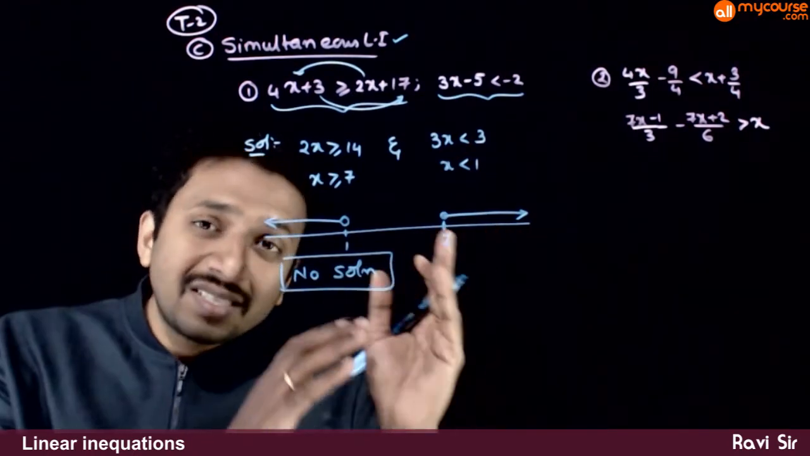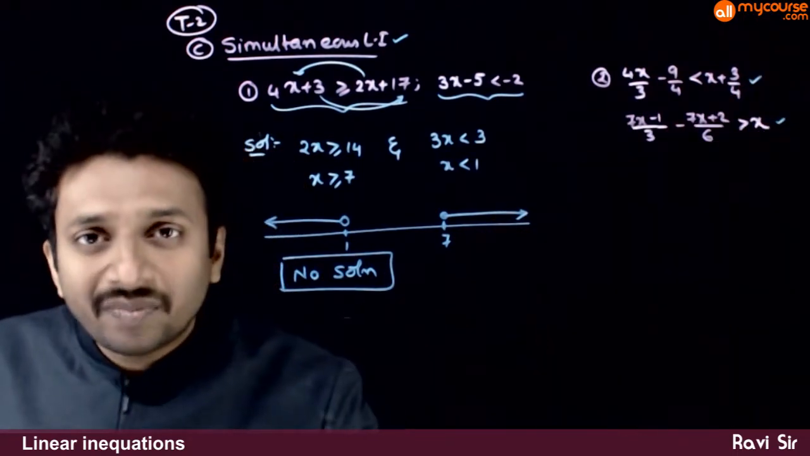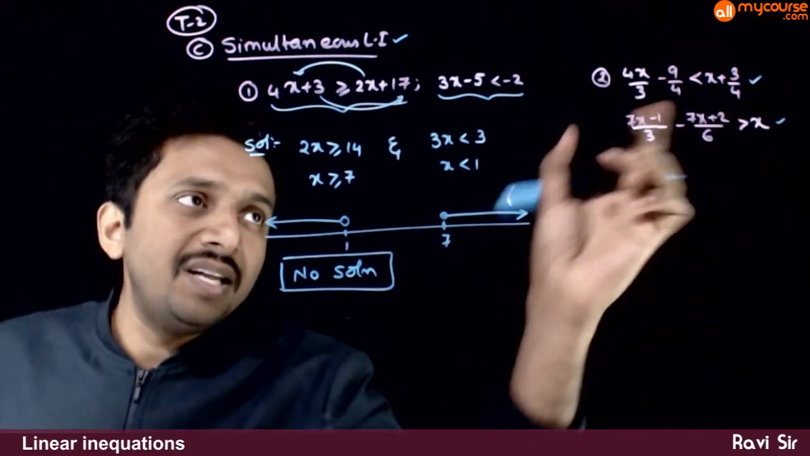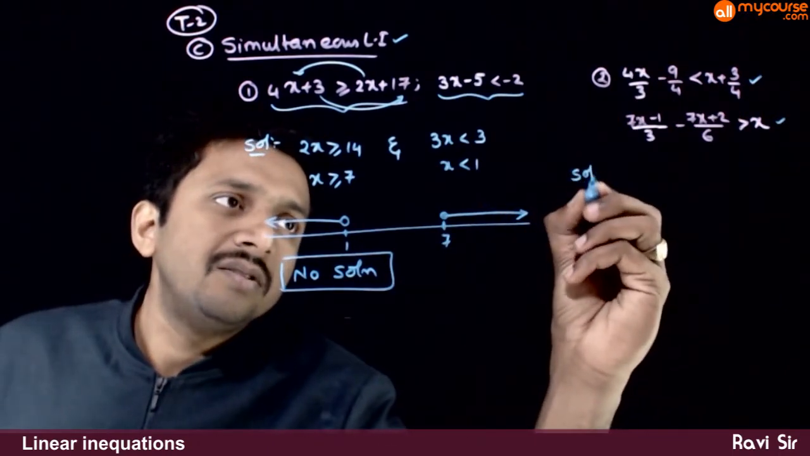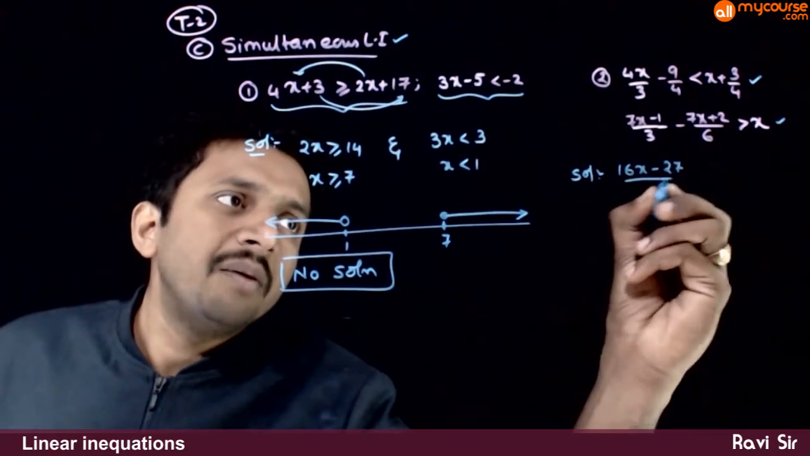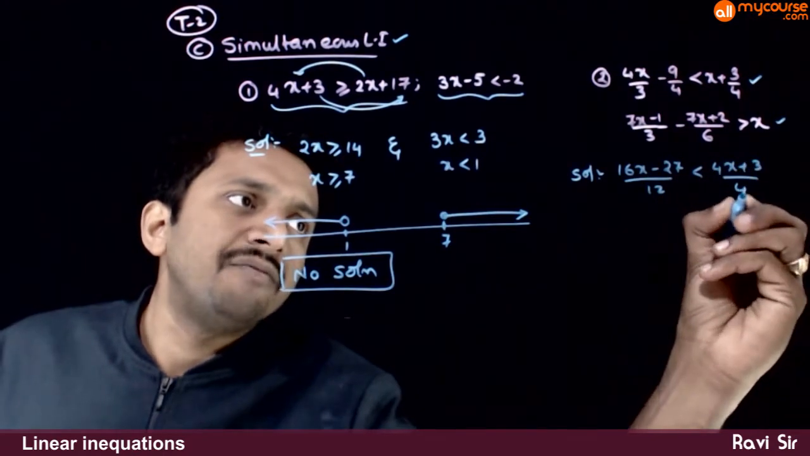Now if you go to the second one, here also you're given two inequations. You just need to solve these two inequations and get the common solution. So first inequation. If you take the LCM here, you get (16x minus 27) by 12 is less than (4x plus 3) by 4.